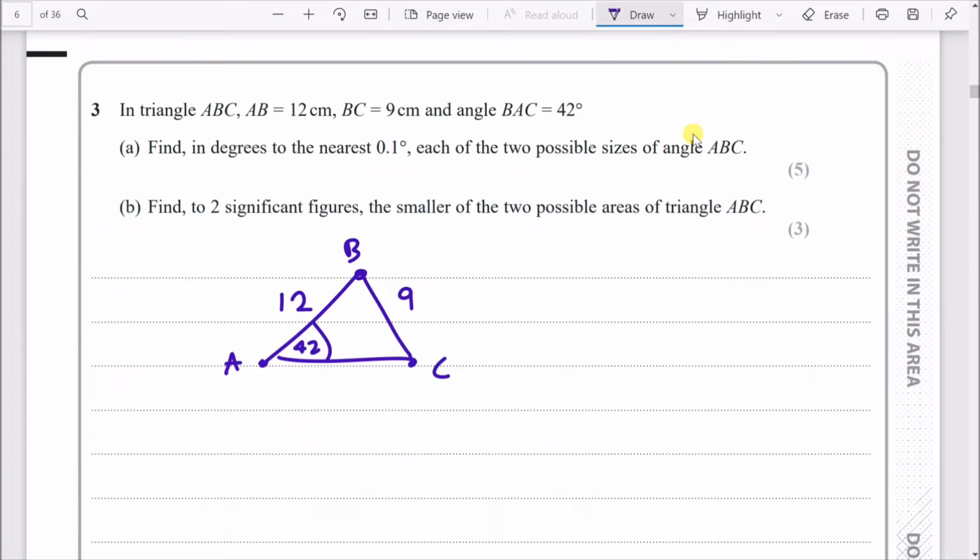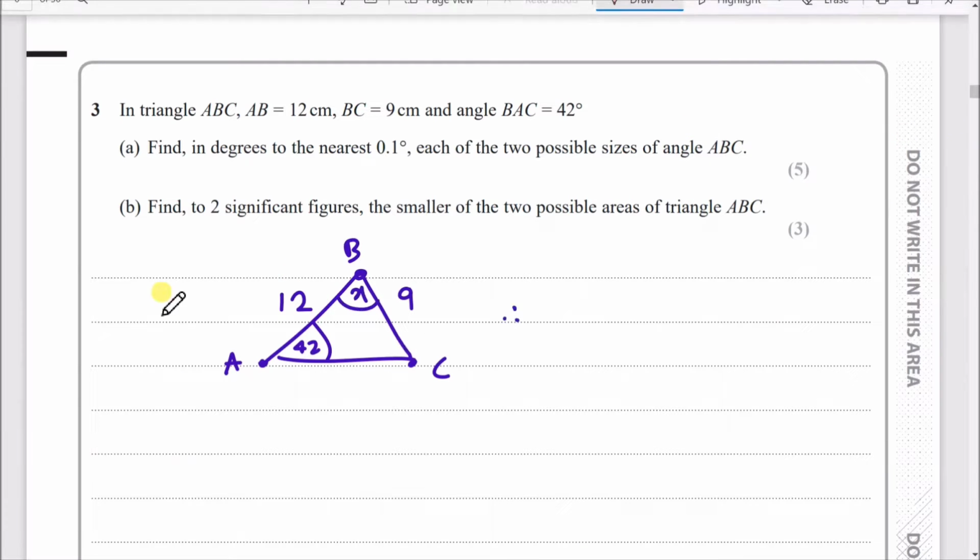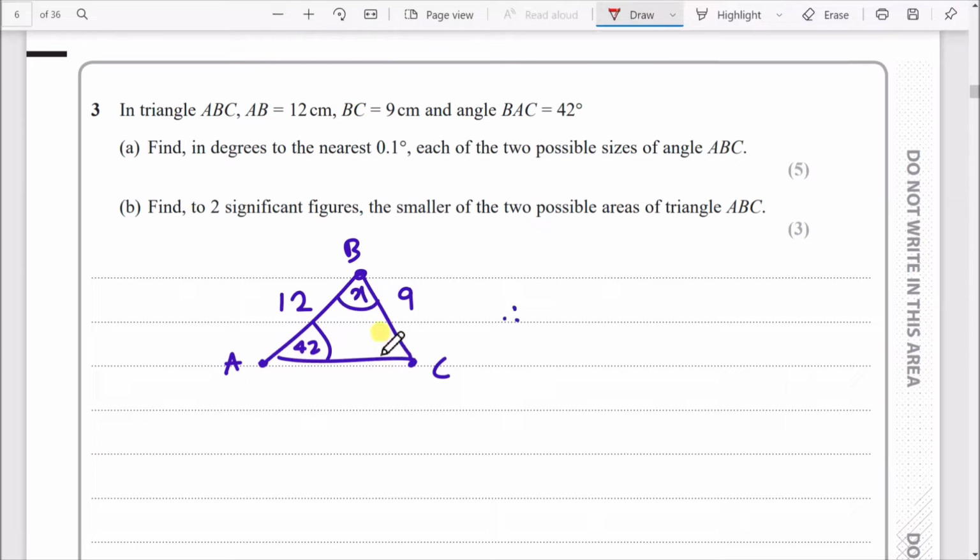Alright? Now, A. Find in degrees to the nearest 0.1 degrees each of the two possible sizes of angle ABC. So we're talking about angle ABC, so we're talking about here. Okay. An easy way to find the value x, guys, is to firstly work out the value of the angle next to C. So let's just call this angle here y for the sake of it. Now, what I would do is use either the sine or the cosine rule, because these are the rules that always work for triangles.